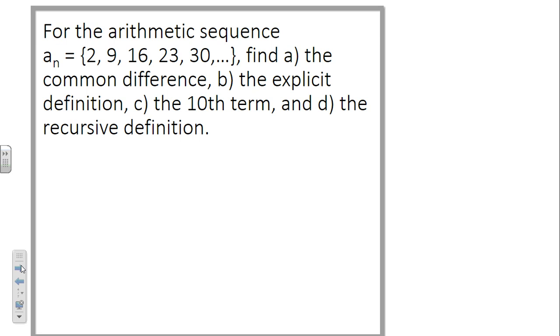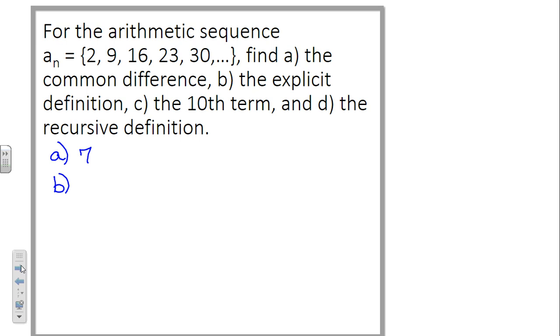So I've got 4 things for you to do. For this particular arithmetic sequence, we want to first of all find the common difference. Then we want to write the explicit definition. We're going to find the 10th term. And finally, we're going to come up with the recursive definition. Okay? So easy part first. What's the very first thing that we know? Common difference is 7.